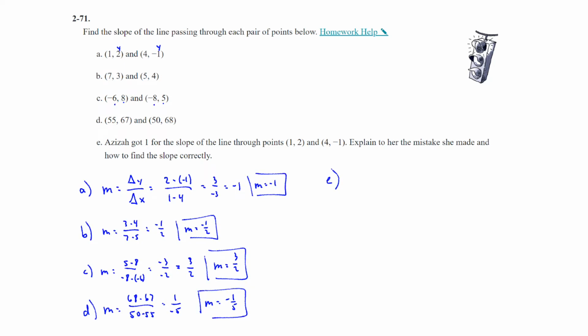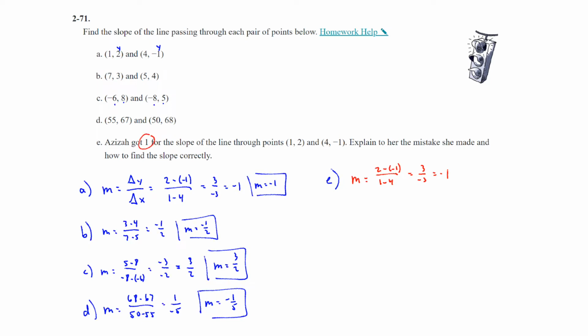On E, Aziza got 1 for the slope of the line through the points (1, 2) and (4, negative 1). Explain to her the mistake she made and how to find the slope correctly. So let's go ahead and find the slope and see maybe if we can figure out what she did. So we have 2 minus negative 1, and then 1 minus 4. So we get a positive 3 over a negative 3, which will equal negative 1.